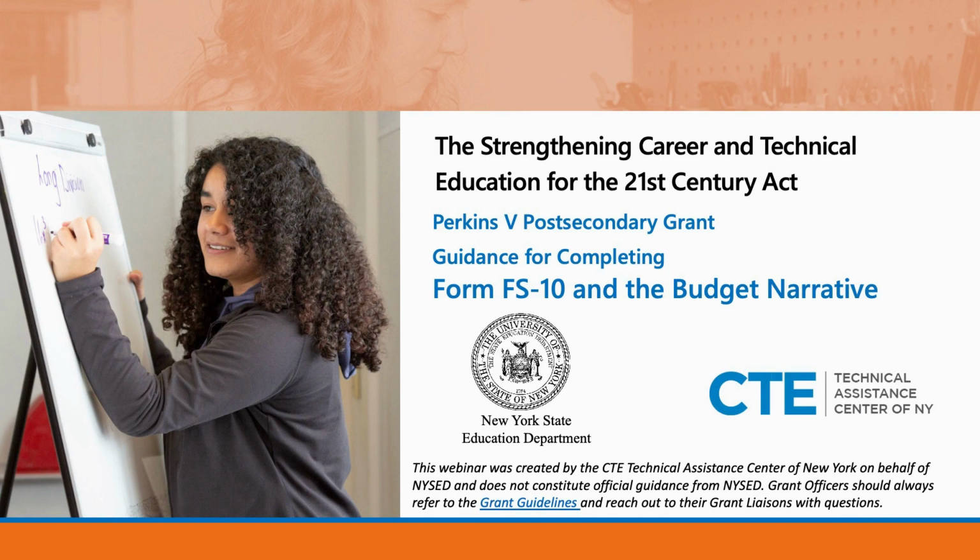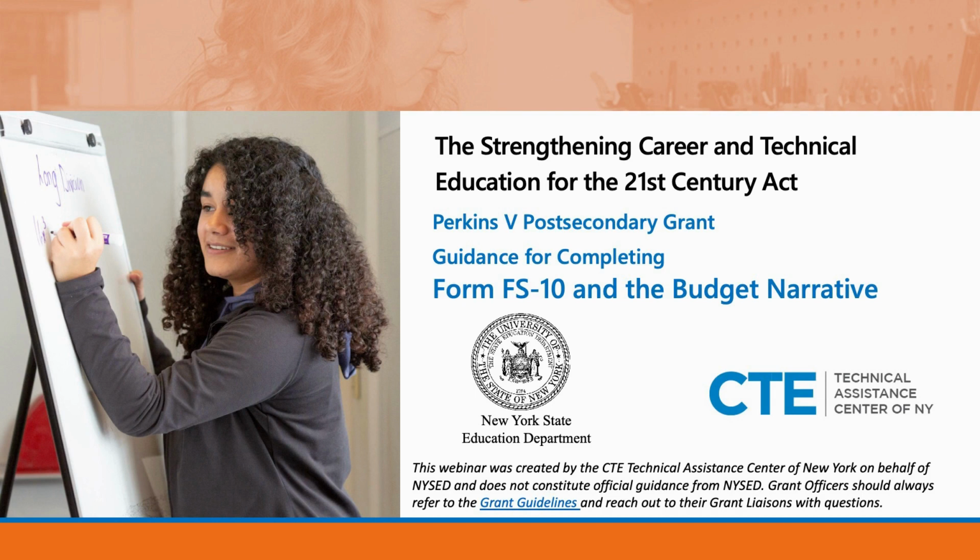Perkins 5 is the informal name for the Strengthening Career and Technical Education for the 21st Century Act, which took effect in 2019 and replaced the Carl D. Perkins Career and Technical Education Act of 2006, commonly referred to as Perkins 4. Perkins 5 provides $1.2 billion in federal funding annually for career and technical education at the secondary and post-secondary levels.